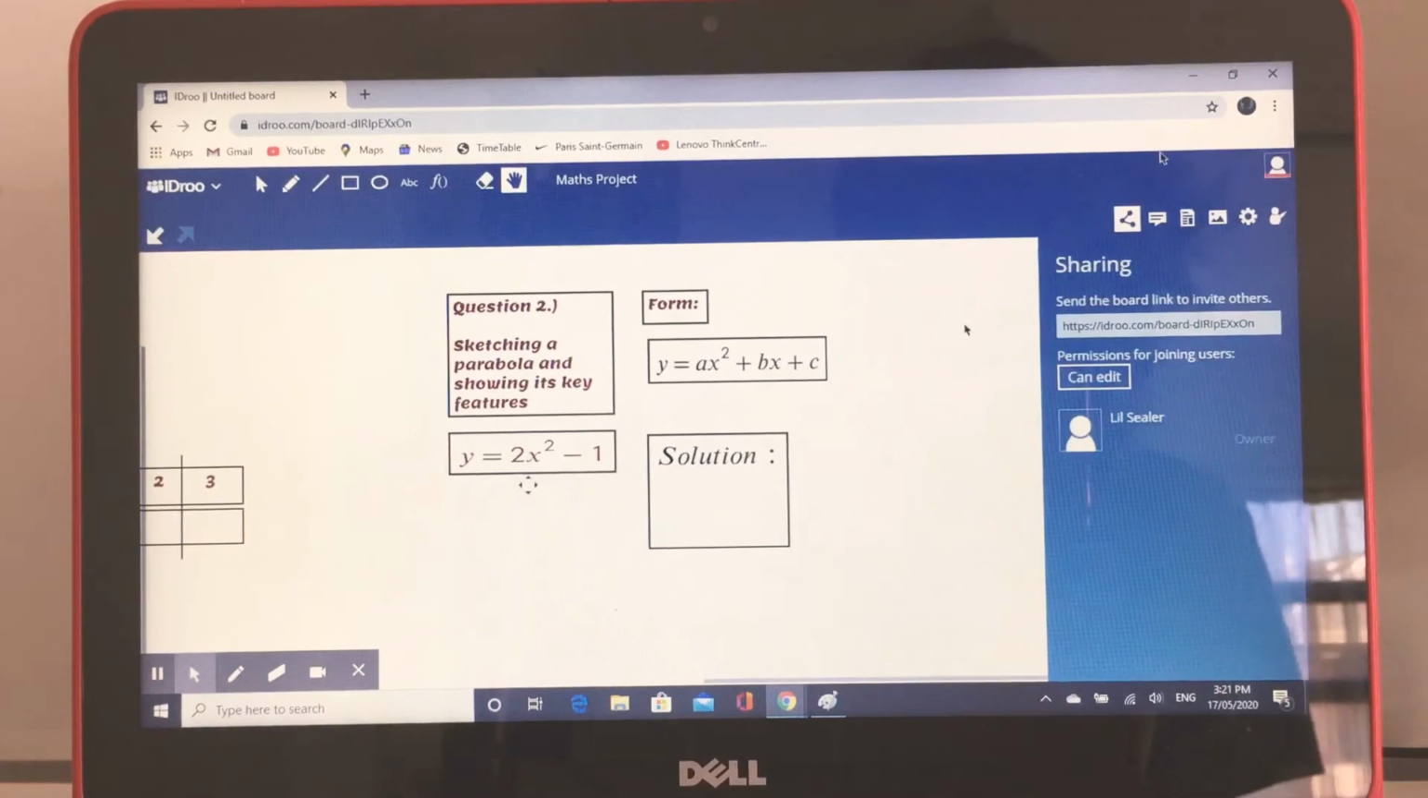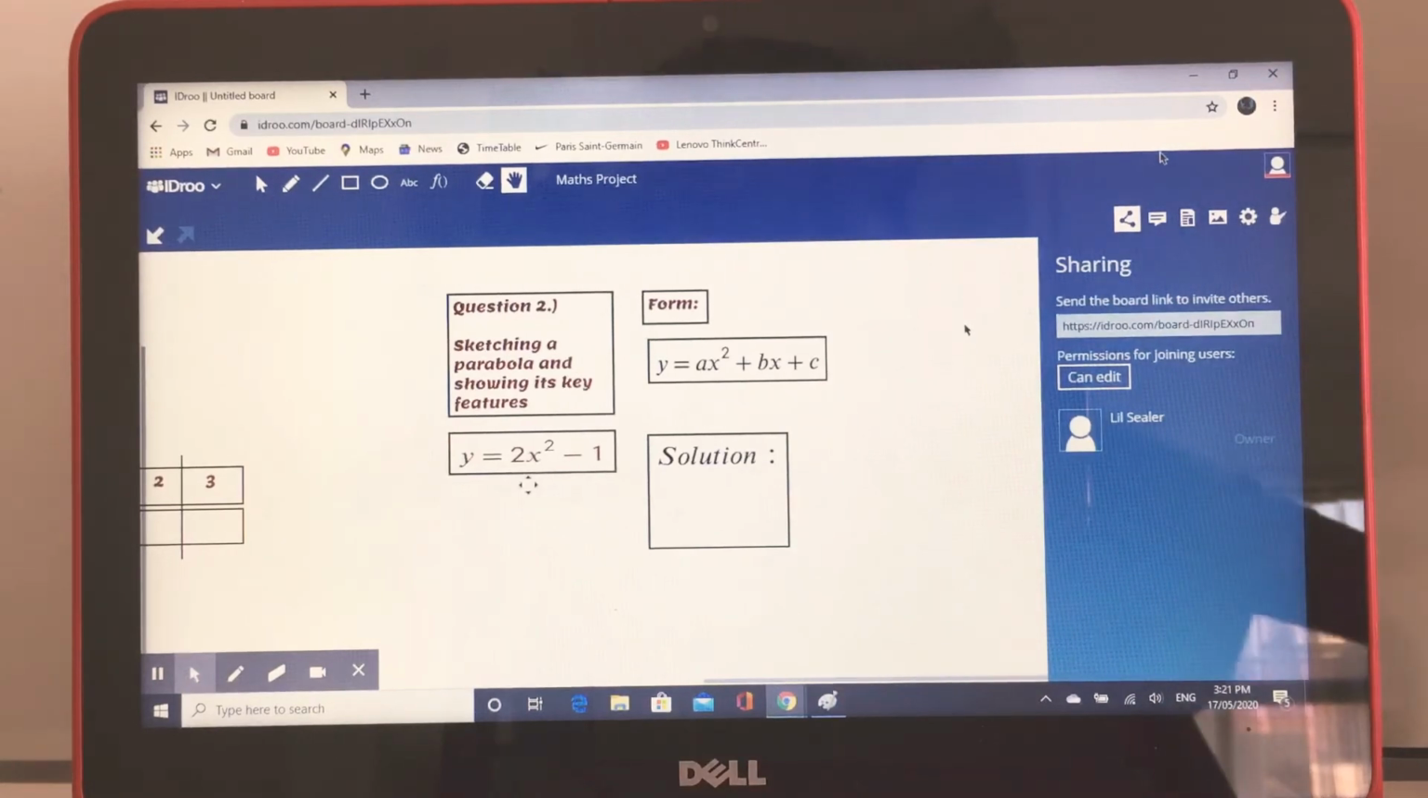Before we start the question, what are the features of a parabola? A parabola is a graph of the quadratic relationship y equals ax squared plus bx plus c. Every parabola has a vertex or turning point. Every parabola can have a minimum or maximum turning point, and every parabola has an axis of symmetry.